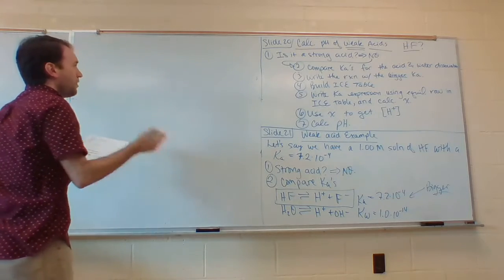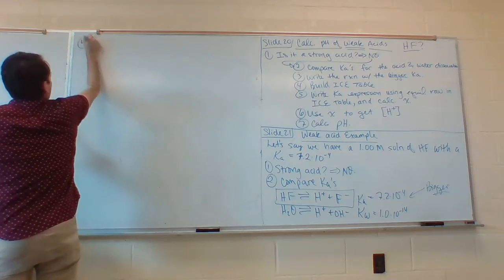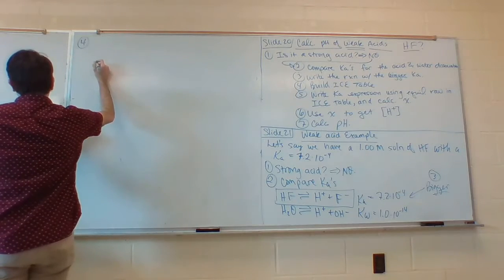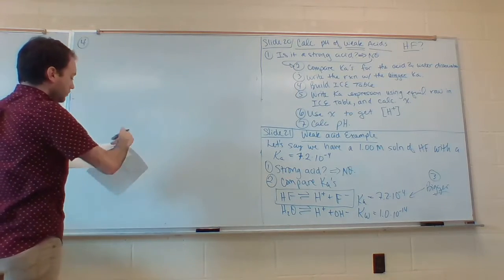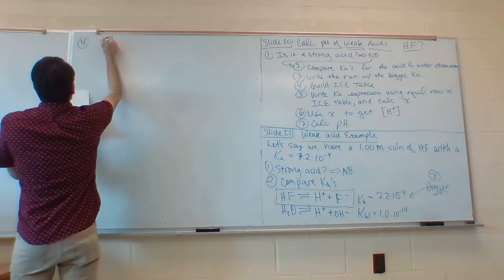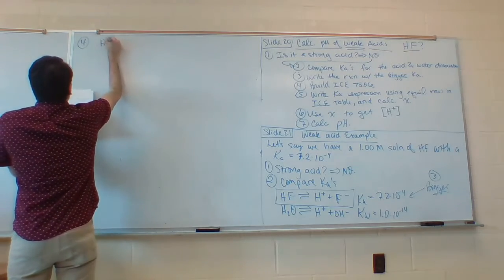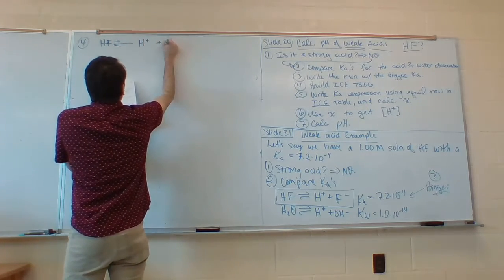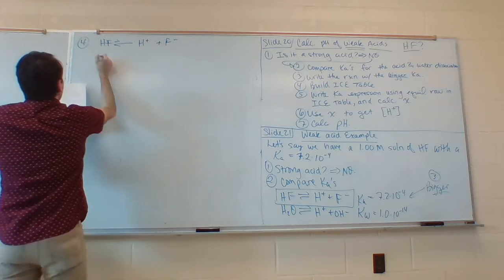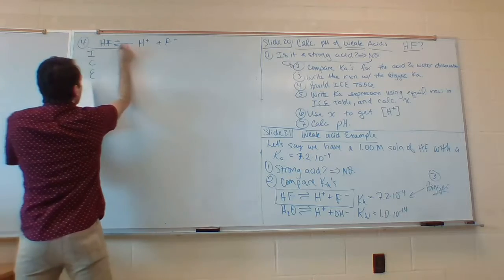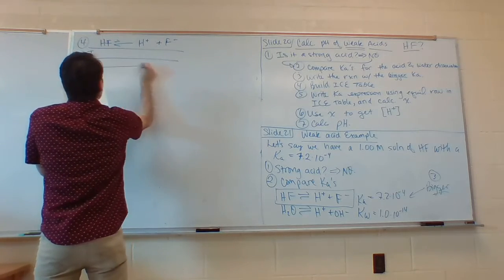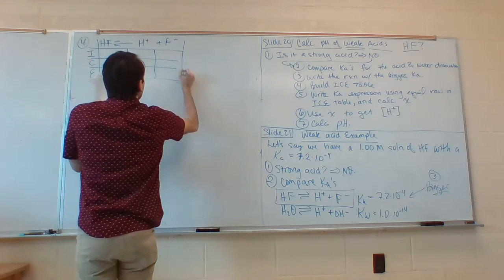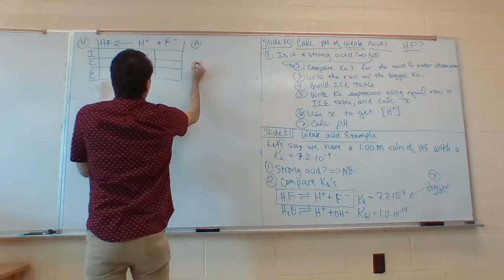Then in step 4, that would be step 3. Step 4 would be to build our ice table. The way that we do that, we first are going to write our reaction, HF. We know that it favors the left. We have H plus and F minus. We have I, C, E. So we had our reaction.